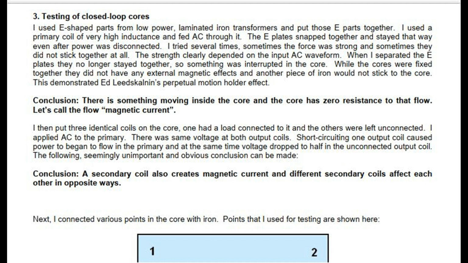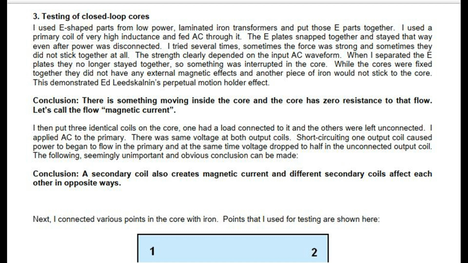I then put 3 identical coils on the core, one had a load connected to it and the others were left unconnected. I applied AC to the primary. There was the same voltage at both output coils. Short-circuiting one output coil caused power to begin to flow in the primary, and at the same time voltage dropped to half in the unconnected output coil. The following, seemingly unimportant and obvious conclusion can be made.